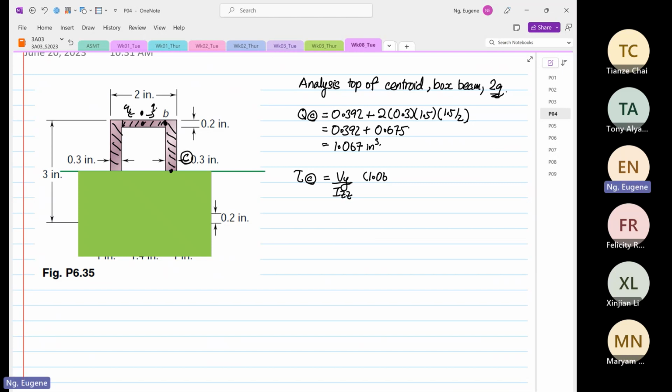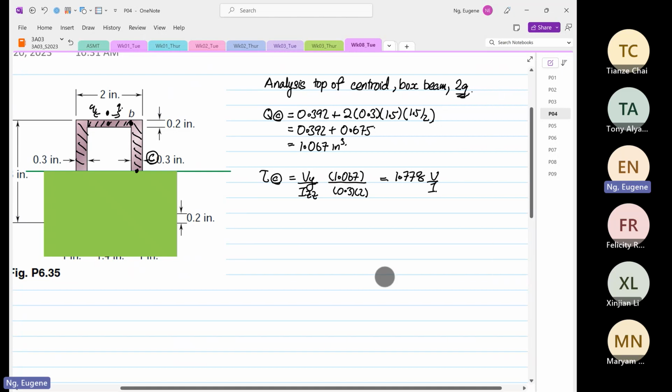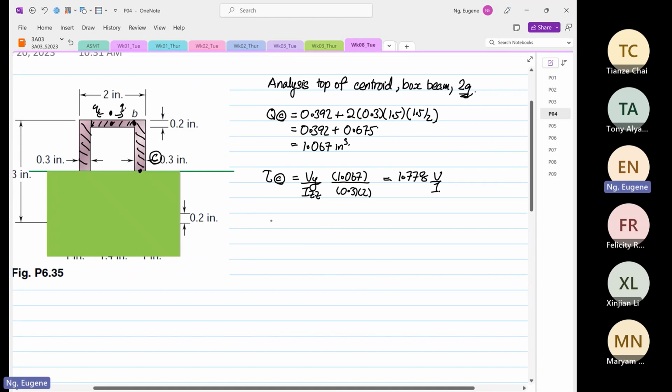Qz is 1.067. Divide by the thickness of 0.3, and I have to include 2 over here because there's 2Q. So 1.067 divided by 0.3 divided by 2 is equal to 1.778. Okay, so 1.778 V over I.